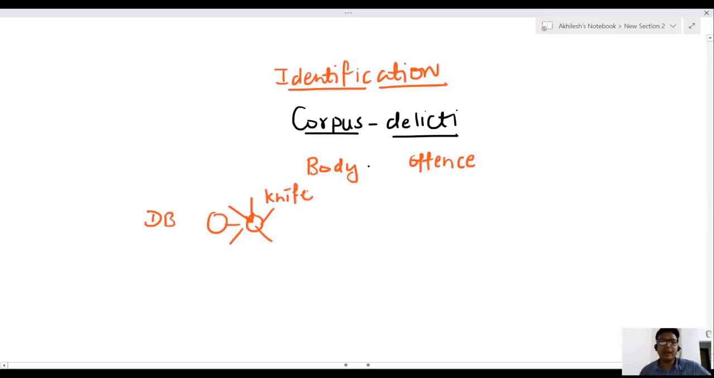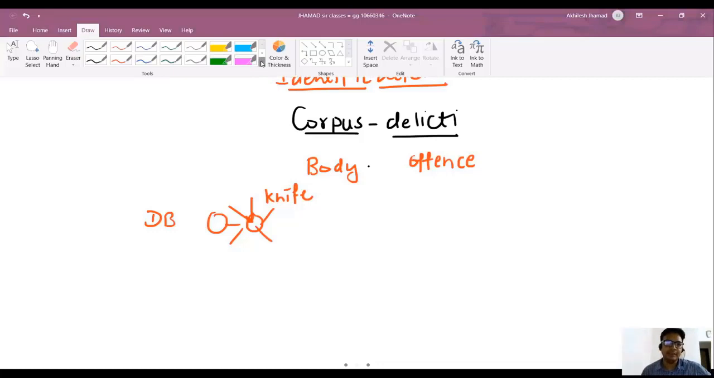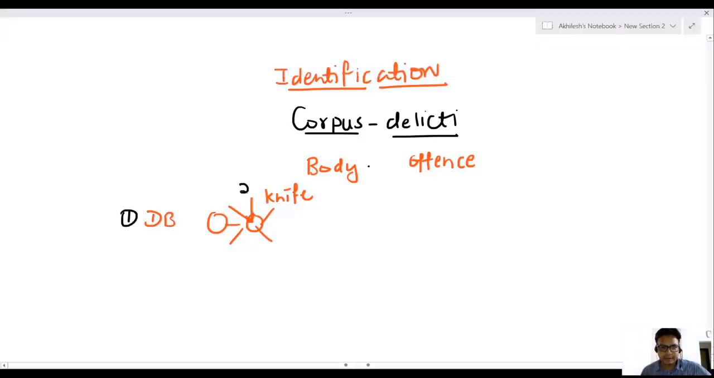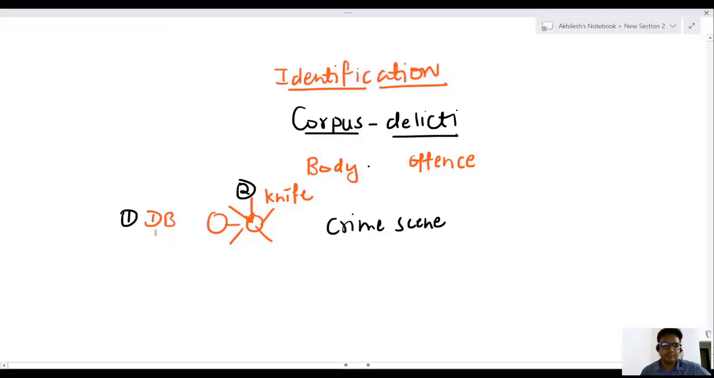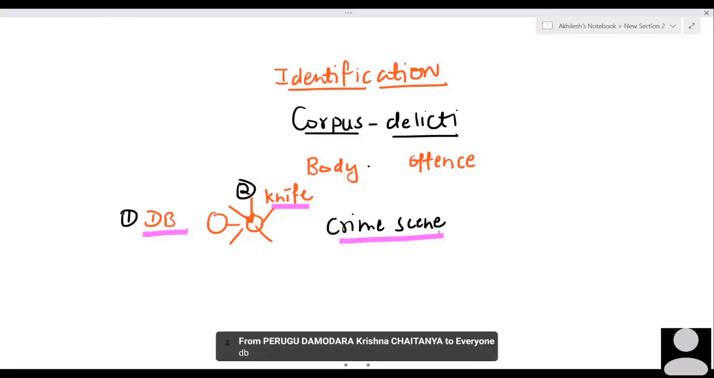Now, sir, what are part of corpus delicti? Yes, dead body is a part of corpus delicti. Knife is a part of corpus delicti. Crime scene is also a part of corpus delicti. But sir, which is the most important part of corpus delicti? Dead body, knife, and crime scene. Which is the first thing which is required to trace the crime? Dead body.